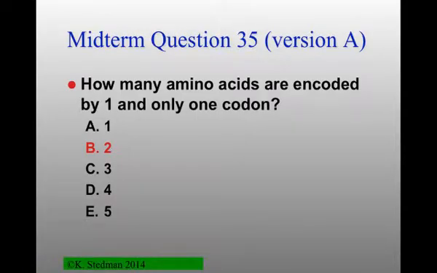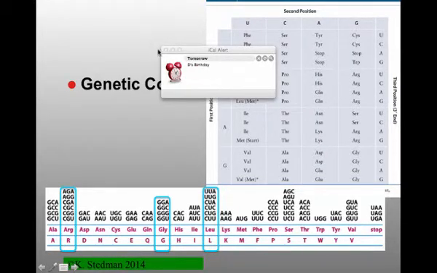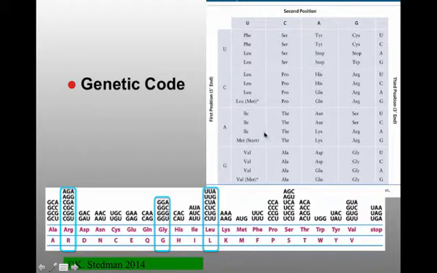So the first one, and this is the one that most people seem to have missed, was: how many amino acids are encoded by one and only one codon? 1, 2, 3, 4, or 5. What I was looking for was number 2, because I was really asking about how many different amino acids are coded by one and only one codon, because if you look at the genetic code, there are 2 codons that only have one.